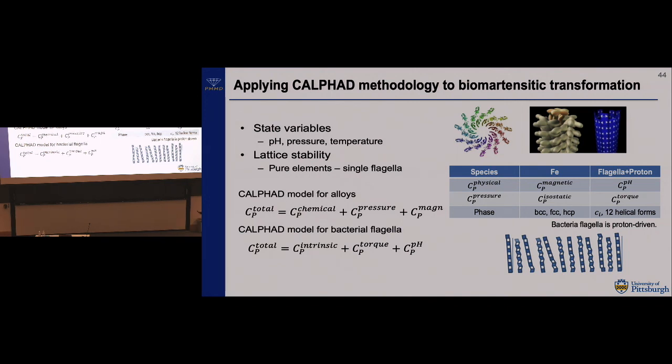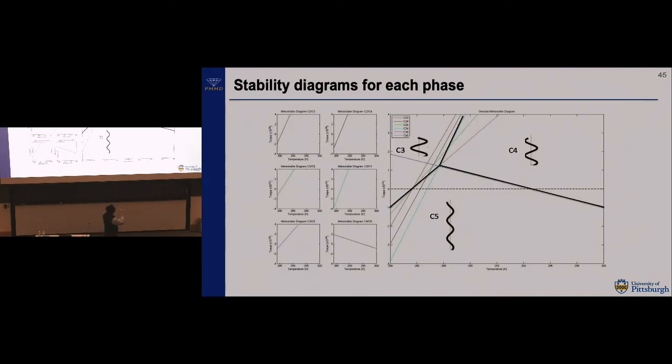So what we do is actually we have the same state variables. We have the lattice stability. So we model like what we do in CALPHAD. So the CALPHAD, as I said in the beginning, you can actually model with a chemical contribution, pressure contribution, magnetic contribution. The same applies, so you have intrinsic flagellin, okay? So here you can model, and then you have the torque applied to flagella, and you have different pH environments, okay? And also influence the CP. So this is a stability phase diagram for each phase that we calculate, okay? So for each single diagram, it represents the stability of different flagella forms, okay?